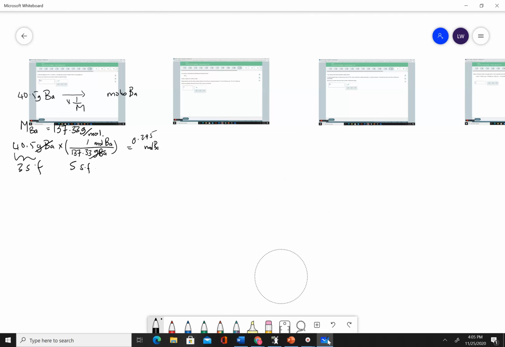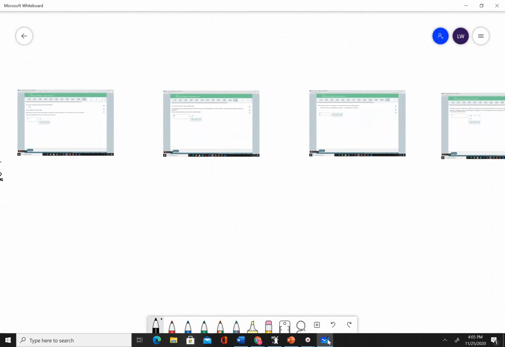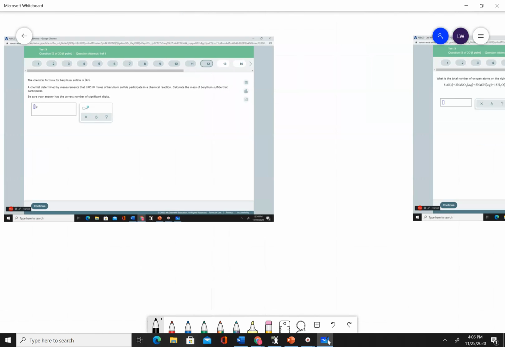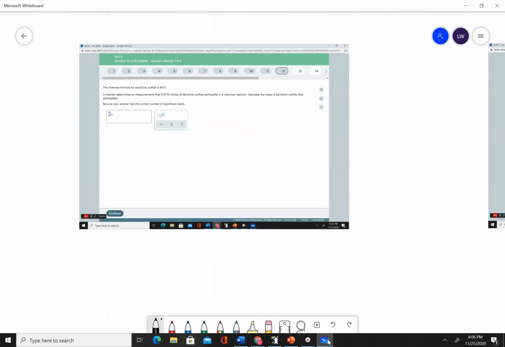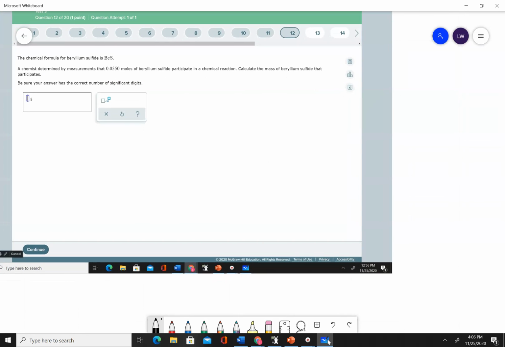Okay, let's move on and see what the next one is. Getting close, we're on number 12, only got 8 to go after this. Okay, the chemical formula for beryllium sulfide is BeS. A chemist determined by measurements that 0.0550 moles of beryllium sulfide participated in a chemical reaction. Calculate the mass of beryllium sulfide that participates.